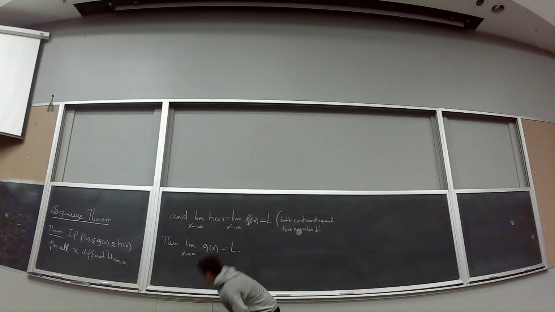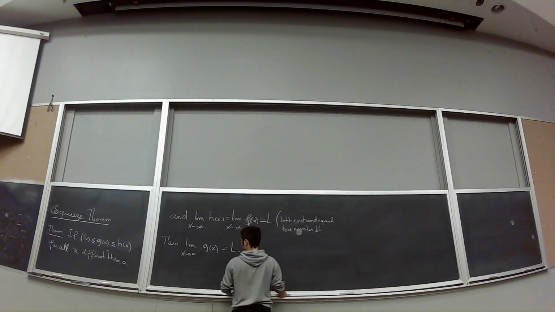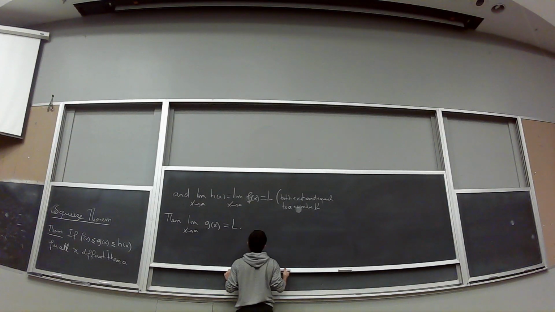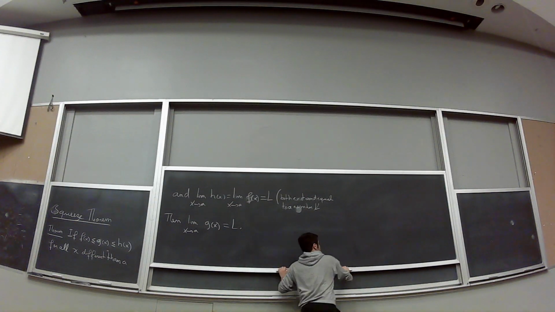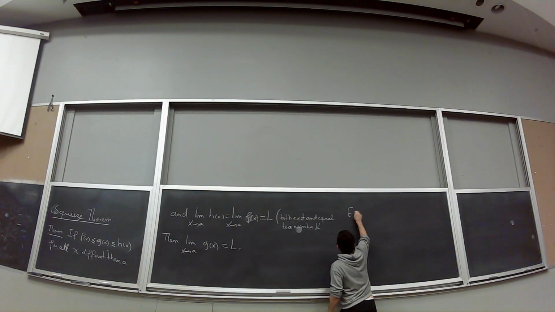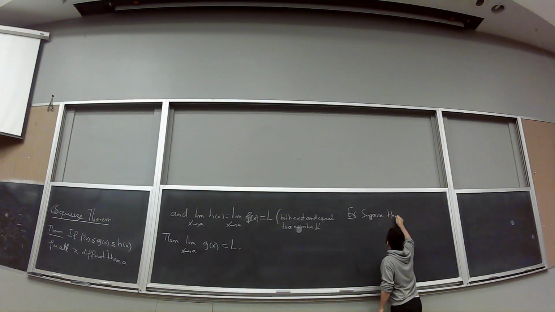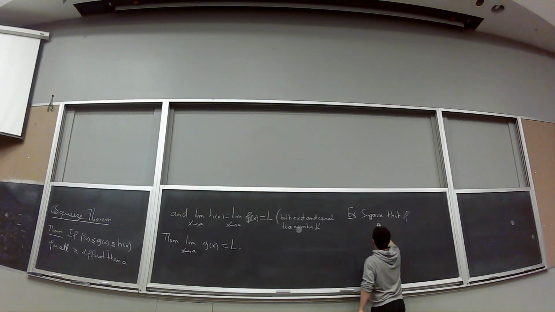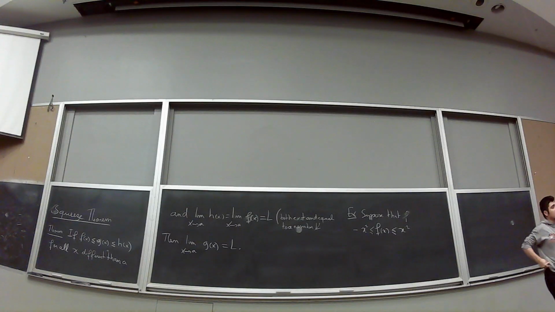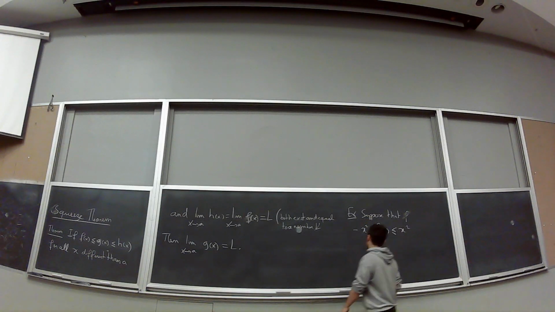Let me write here, actually. Example. Suppose that f of x is between x squared and minus x squared. Okay? f is a function such that f of x is between x squared and minus x squared, x squared above, minus x squared on the bottom, below. What can you say about the limit as x approaches 0 of f of x?